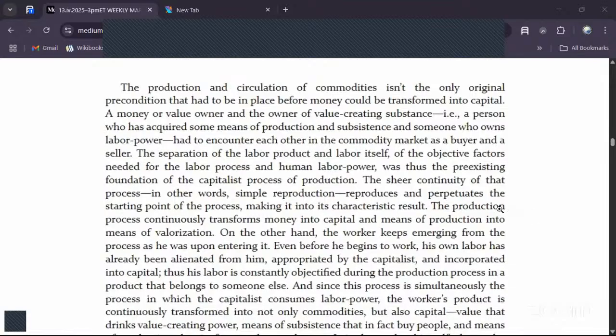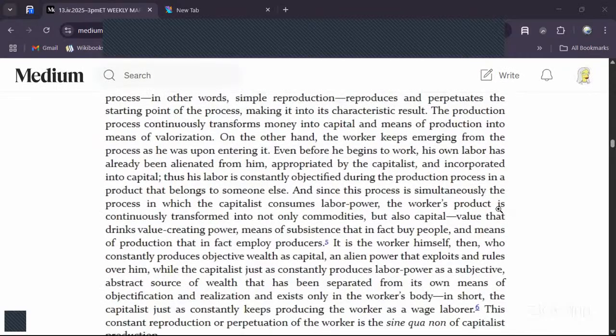Even before he begins to work, his own labor has already been alienated from him, appropriated by the capitalist, and incorporated into capital. Thus, his labor is constantly objectified during the production process in a product that belongs to someone else. And since this process is simultaneously the process in which the capitalist consumes labor power, the worker's product is continuously transformed not only into commodities but also into capital, that is, value that drinks up value-creating power, means of subsistence that in fact buy people, and means of production that in fact employ producers.